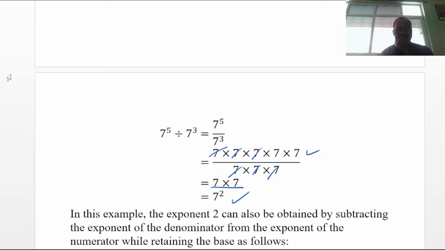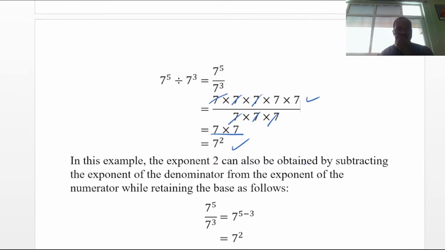So from this example we have seen here, the exponent 2 can also be obtained by subtracting the exponent of the denominator from the exponent of the numerator while retaining the same base. In that case, we are simply taking 7 power 5 minus 3, which will be 7 squared.